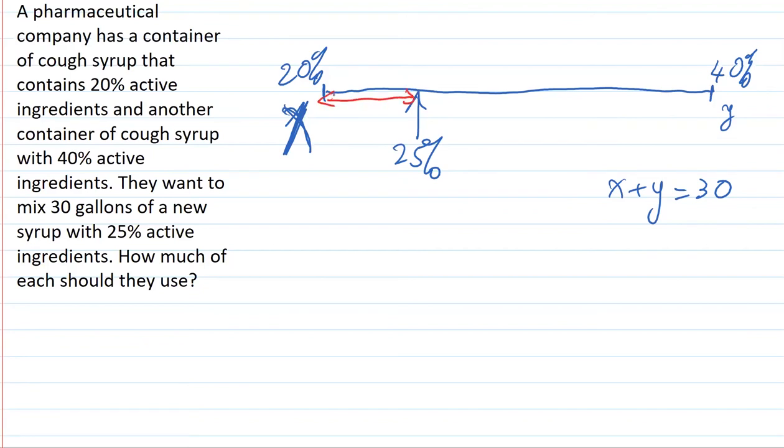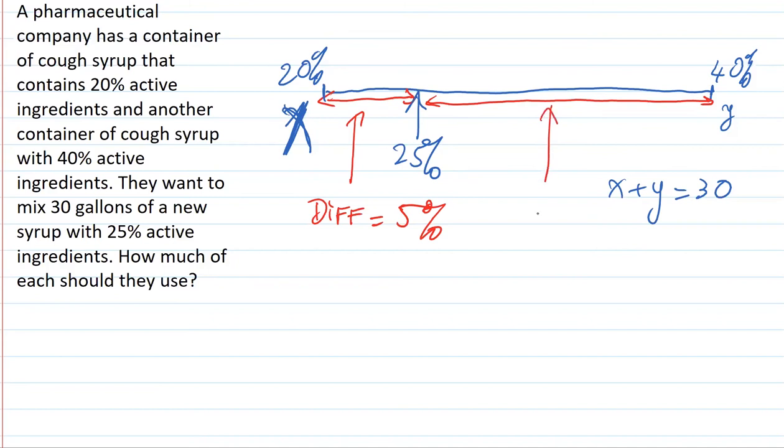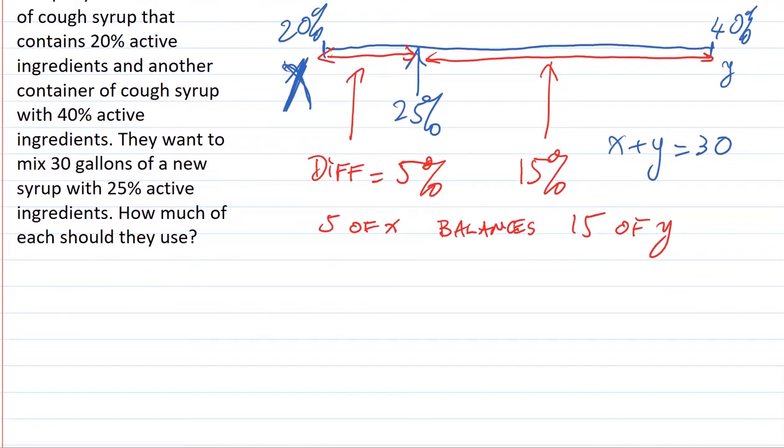This distance here from the left end to the balancing point has a difference of 5%. The other side has a difference of 15%. So the 5% of X must balance the 15% of Y. You can write it with or without the percent symbol. It doesn't matter, one is just 100 times the other. So what this says is 5X is going to have to be equal to 15Y.